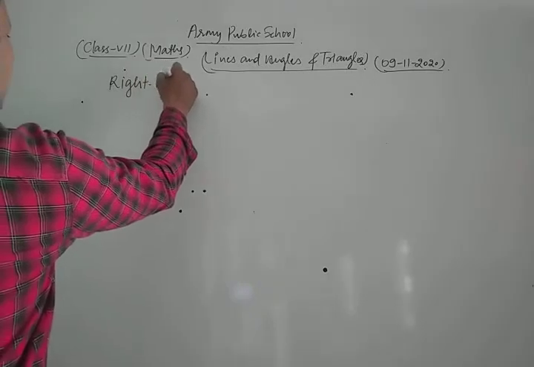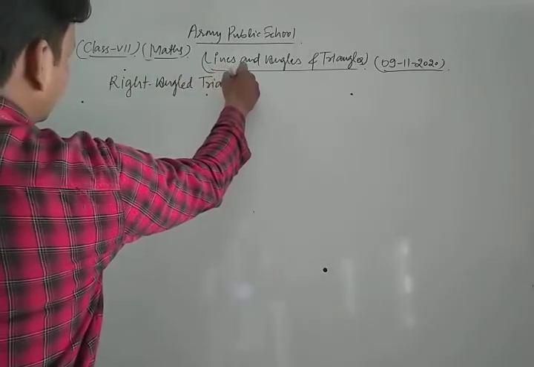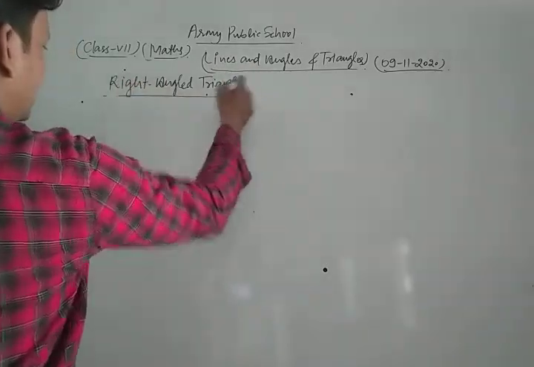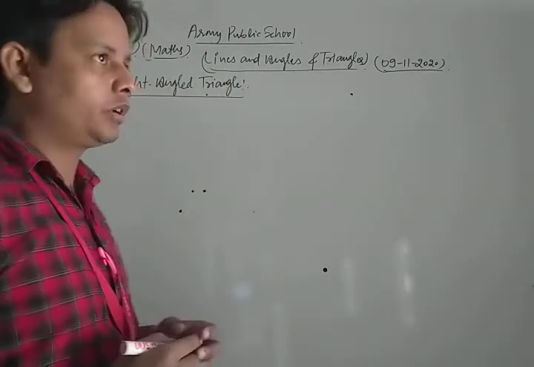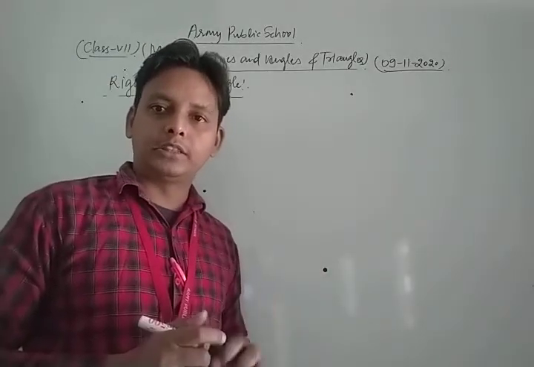right angled triangle. Dear students, you know that very well. What is the concept of a right angle triangle? Dear students, a triangle in which one of its angles is equal to 90 degrees. ठीक है?